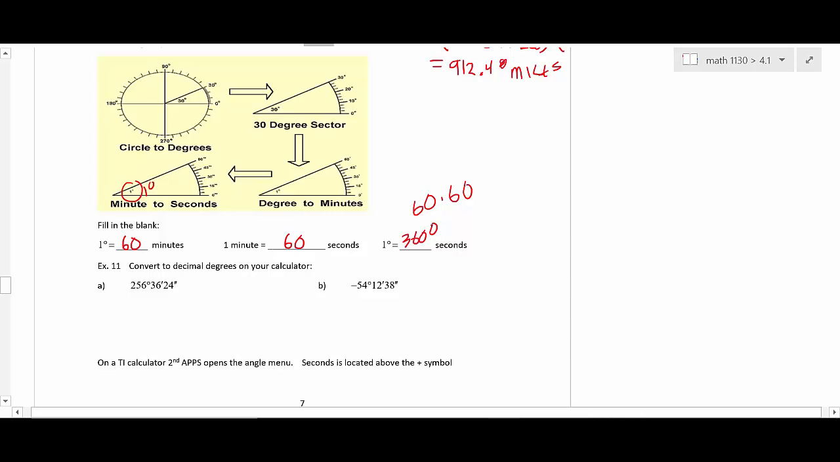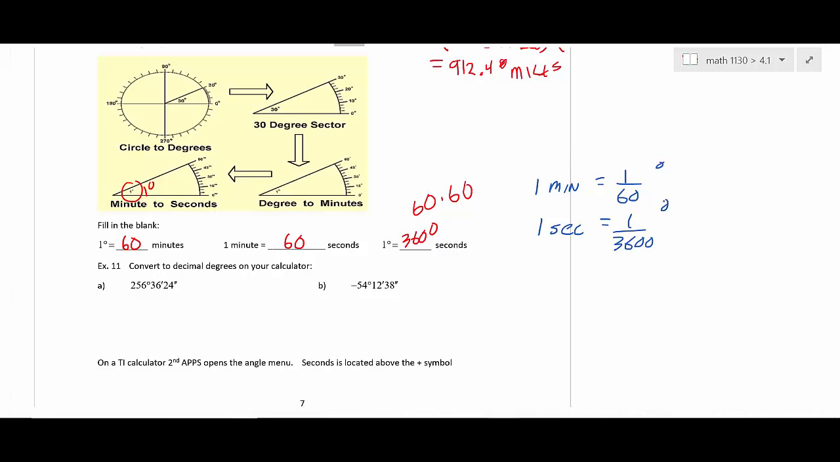So those are the basic things on that. A second is just a tiny fractional part of a degree. One minute is equal to 1/60th of a degree, so it's a fractional part. And 1 second is equal to 1/3600th of a degree. So you're just doing fractional parts like that. I want to show you how you do conversions, because you'll need to do this from time to time. You totally use your calculator on this. I'm going to show you a couple of ways to do this.